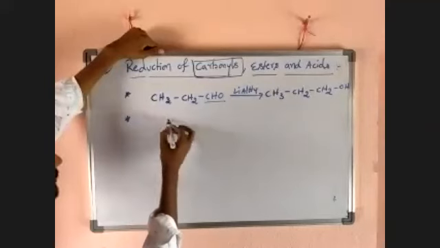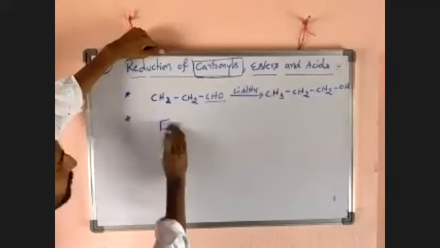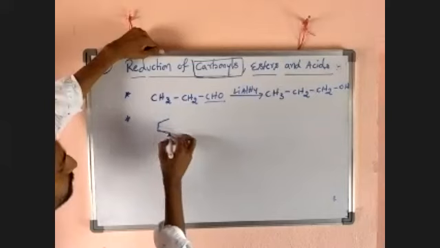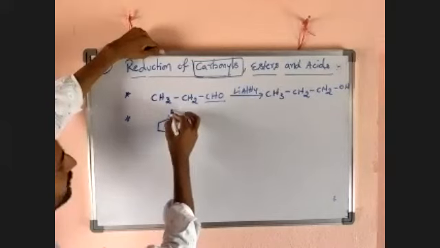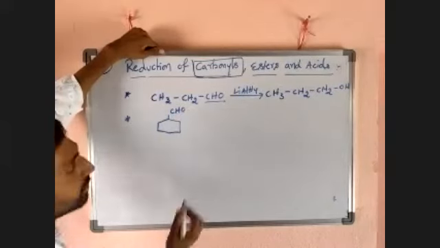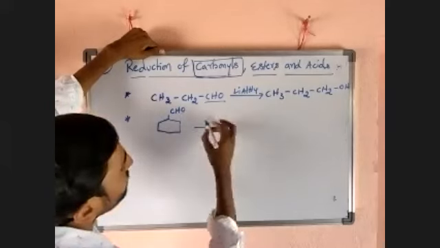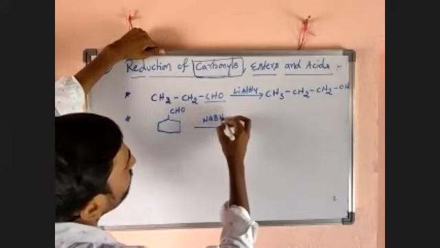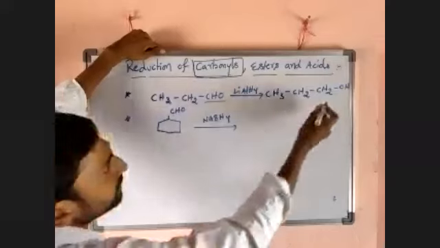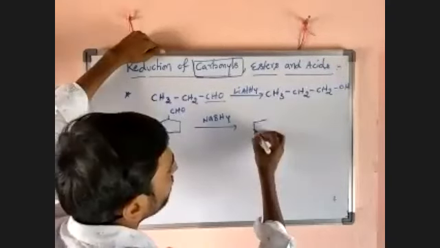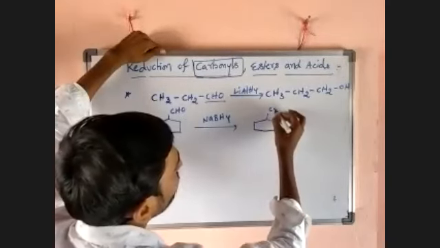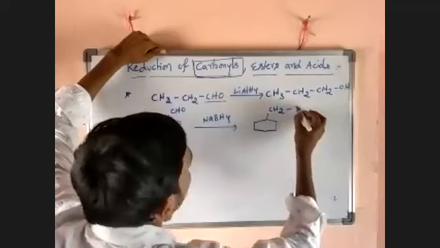Now I want to take a ring-like compound. Here is CHO. Now take the reagent NaBH4, then that CHO will convert into CH2OH. The ring remains. There you will get CH2OH.